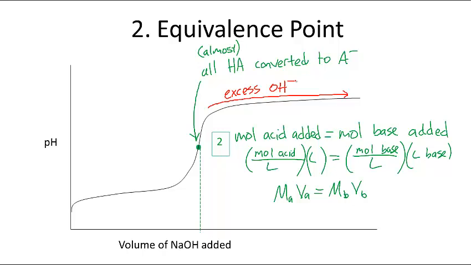So the student question is, why are we calling this the equivalence point if there's no acid left? So when we say equivalence, this is why I stated it the way I did, equivalent numbers of moles of acid and base have been added. Now when you've added a weak acid and a strong base, what happens is all of the acid has been converted to its conjugate base. But the equivalency is about the number of moles of acid added and the number of moles of base added. So it's not talking about the moles of acid and base present in the solution.